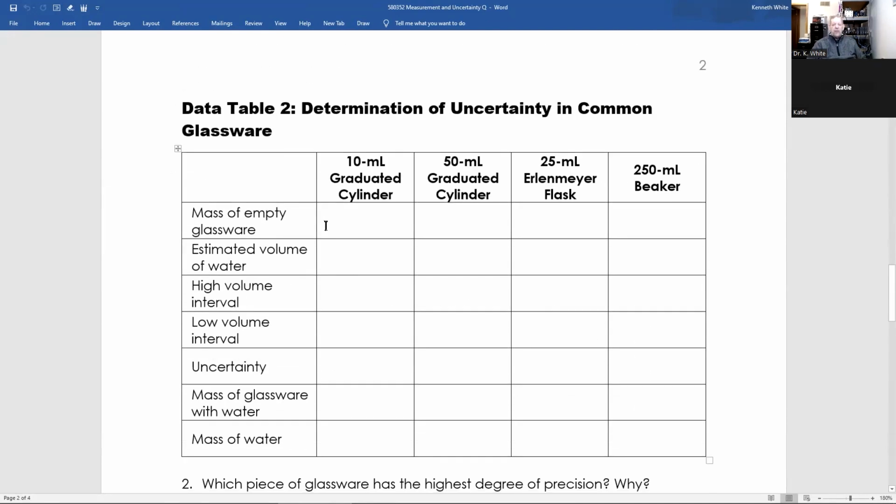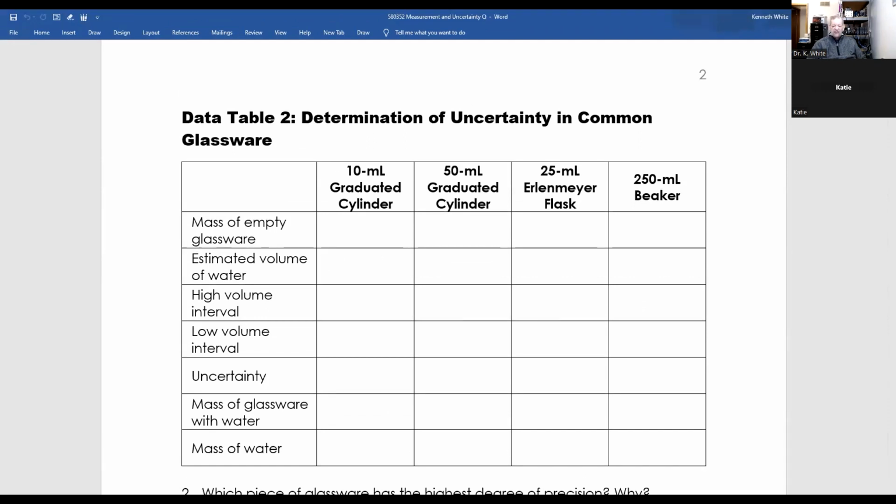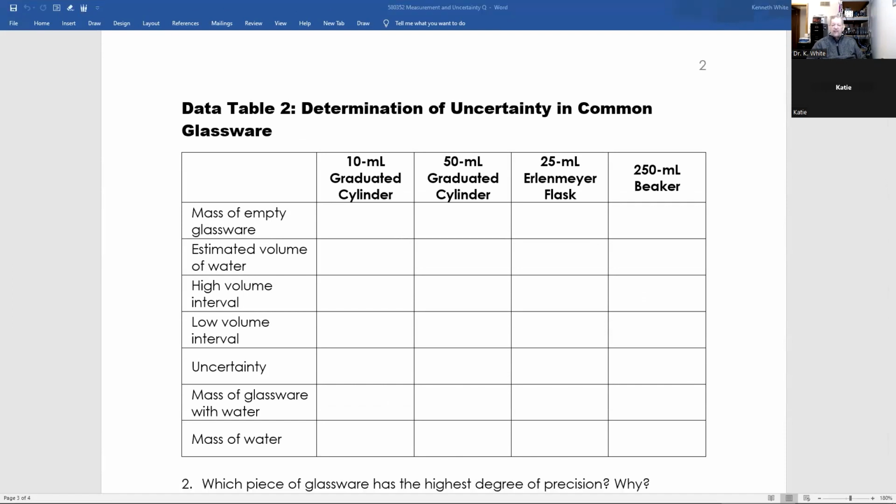All right, let's go to part 2. You'll need your graduated cylinders, both 10 and 50. You'll need your Erlenmeyer flask and this beaker.